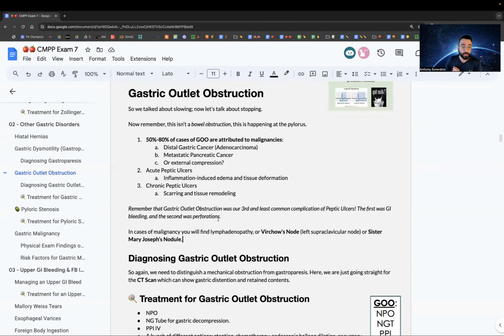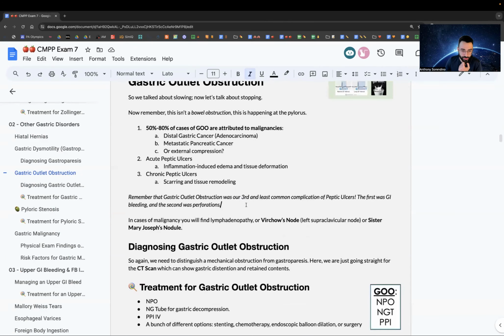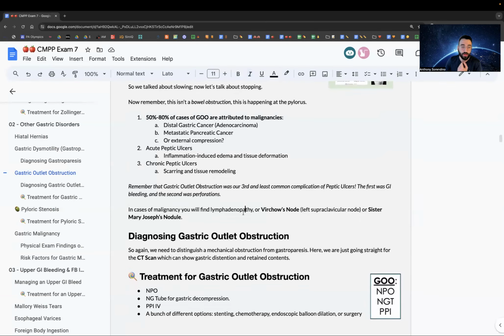Okay. You can get a gastric outlet obstruction from acute peptic ulcers and also from chronic peptic ulcers as well, which will give you some tissue remodeling. Gastric outlet obstruction was our third and least common complication of peptic ulcers. The first two were GI bleeding, and the second was perforations.